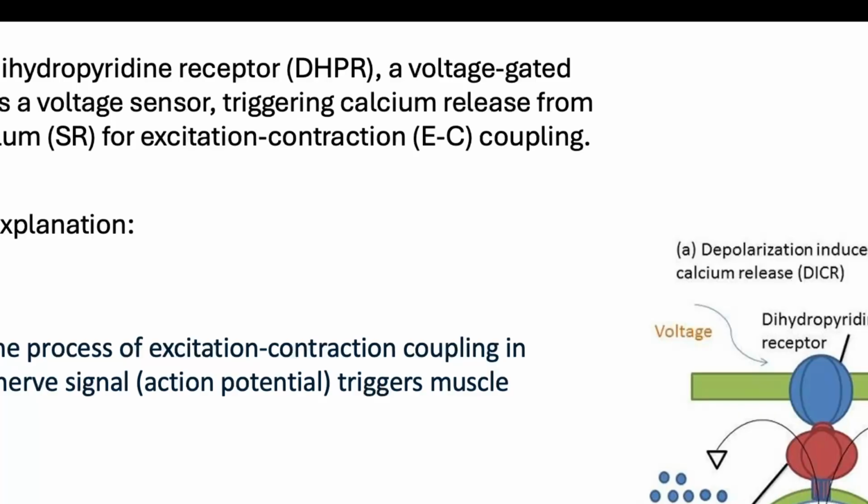Now, what interacts with the DHPR is the ryanodine receptor, RYR. The DHPR interacts physically with the ryanodine receptor, a calcium release channel located on the sarcoplasmic reticulum membrane. This interaction is essential for the calcium release process. Like this, depolarization-induced calcium release: this is the dihydropyridine receptor, this is the membrane, and there is voltage which is sensed by this receptor, which is physically connected to the ryanodine receptor, a calcium channel, leading to efflux of calcium from the sarcoplasmic reticulum.